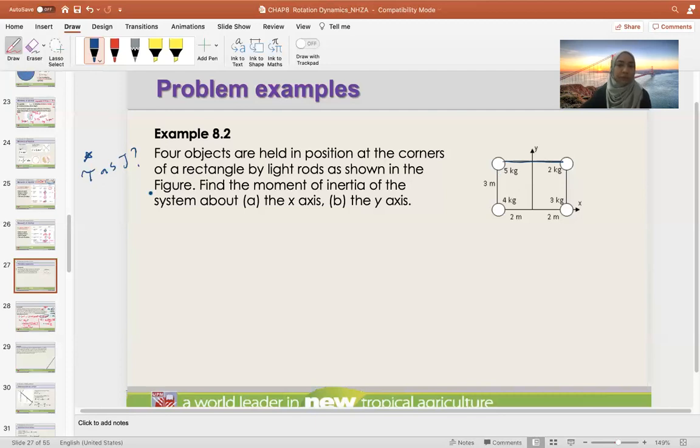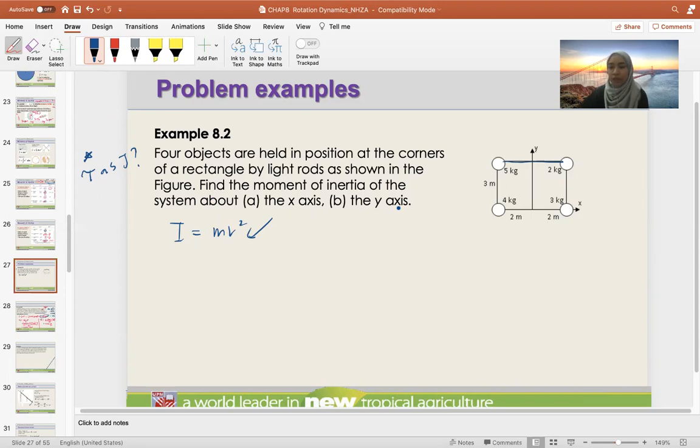We learned that moment of inertia is I, right? I is mr squared, but this equation depends on the object. So you always have to, I would say memorize, but right now you haven't memorized it. So always check back your module to see what is the equation. Find the moment of inertia of the system about the x-axis and the y-axis.